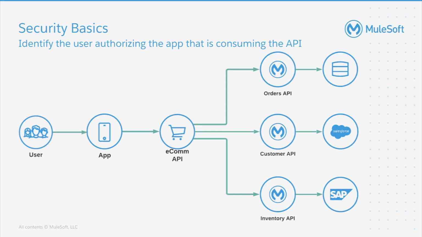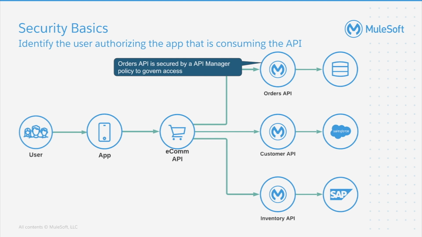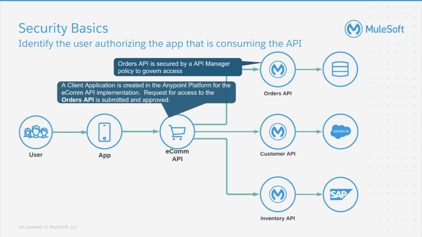For simplicity, we're not going to focus on which policy or authentication mechanisms are being used, as the pattern between the applications and APIs or servers remains the same. However, we will assume that we're using token-based mechanisms for the user interaction. Orders API is secured by API manager policies that govern access. A client application is created in the platform for the eCom API implementation.